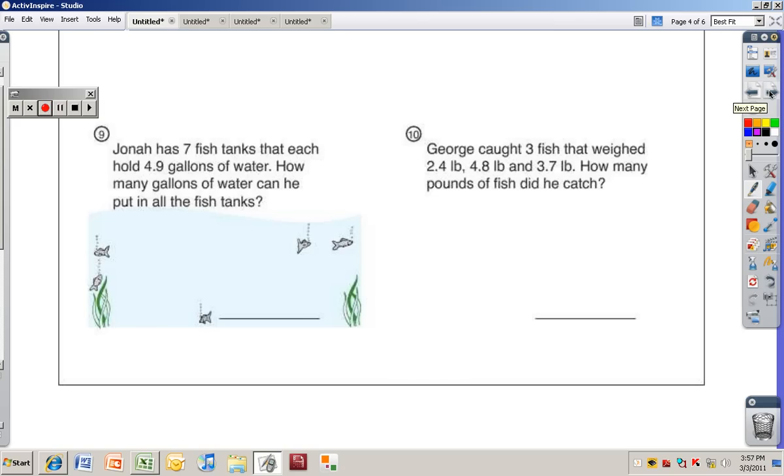Jonah has 7 fish tanks that each hold 4.9 gallons of water. How many gallons of water can he put in all the fish tanks? What kind of a problem is this? Multiplication. Good. 4.9 times 7. 9 times 7 is 63. 4 times 7 is 28, plus 6 is 34. 34.3 what? Gallons.